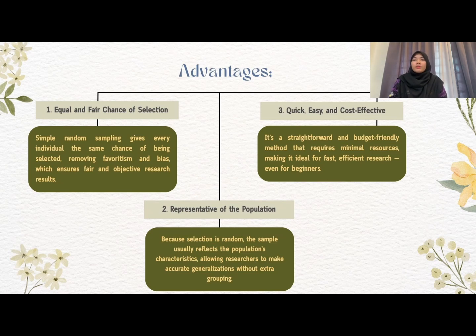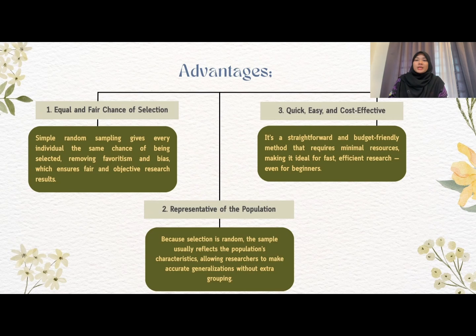There are advantages and disadvantages that we will experience if we use this simple random sampling method. One of the main advantages of simple random sampling is that it gives every individual in the population an equal and fair chance of being selected. This means no one is intentionally or unintentionally left out and no specific group is favored.